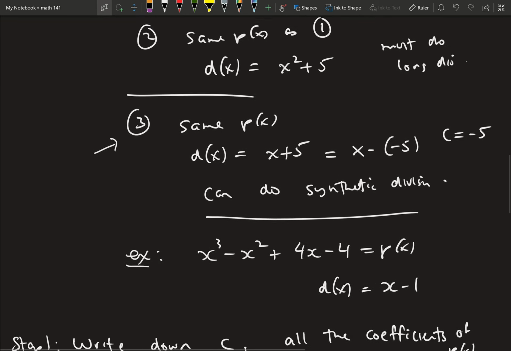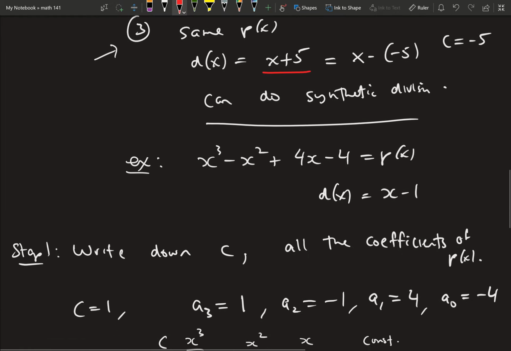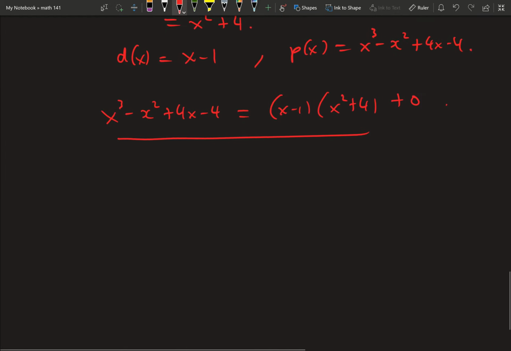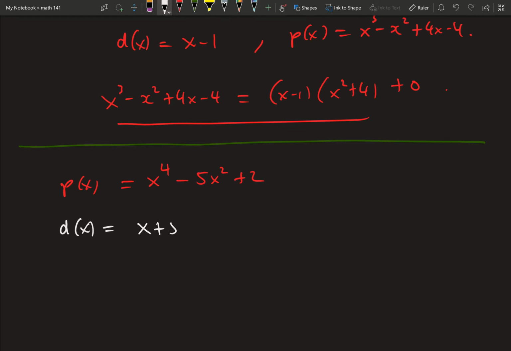Let's do this process for the example that we had above, where p of x here was x to the 4th minus 5x squared plus 2, and d of x is x plus 5. So let's do that. x to the 4th minus 5x squared plus 2. This is p of x now. We're starting a new problem. Let's just draw a giant line here to separate. d of x here is x plus 5. So what are our steps again?